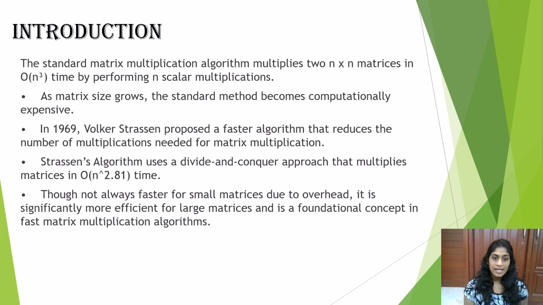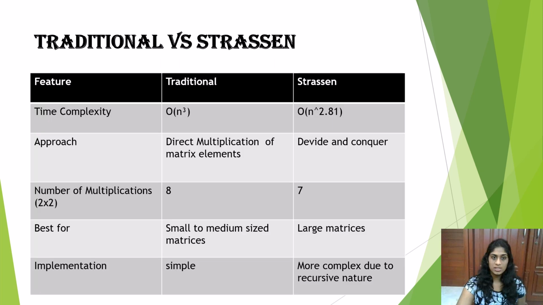In 1969, Volker Strassen proposed a fast algorithm that reduces the number of multiplications needed for matrix multiplication. Strassen's algorithm uses a divide and conquer technique with the time complexity of order of n to the power 2.81. It is significantly more efficient for larger matrices and is a foundational concept in fast matrix multiplication algorithms.